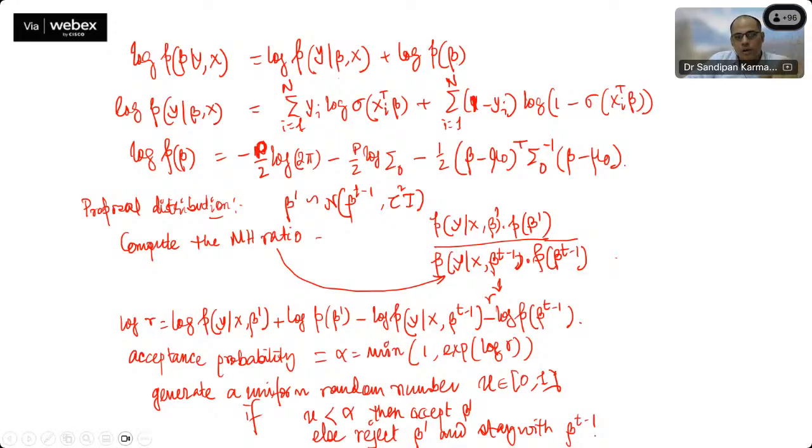So this is called Metropolis-Hastings within Gibbs. Like this there can be many types of possibilities you can do. This is the most basic kind of posterior simulation in the case of logistic regression. So this is the mathematics, right? Now I am going to show you the Python implementation.